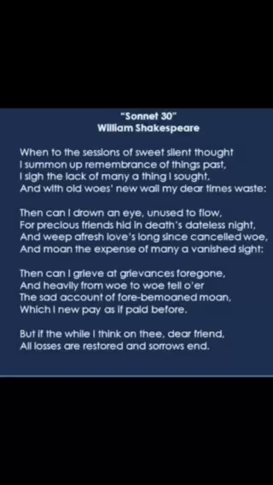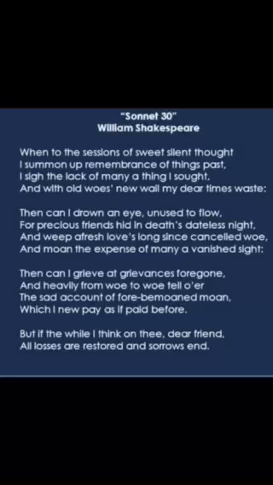I sigh the lack of many a thing I sought, and I complain, I grieve at the lack of many a thing I sought, so many things that I wanted but I couldn't get. I sigh and I complain about those things, and with old woes new wail my dear time's waste, by remembering the old woes and old sorrows, and I weep. When I weep them again, my dear time is wasted by bemoaning them and weeping over the lost things again and again.